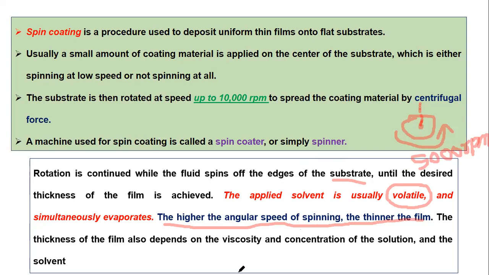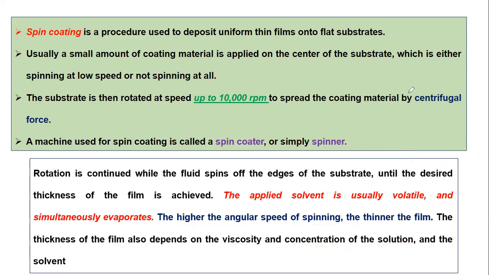The thickness of the film also depends on the viscosity and the concentration of the solution and the solvent. So thickness depends on the viscosity of that particular solvent or solution, the concentration of the solution, and the solvent. These are the important parameters of the spin coating system.